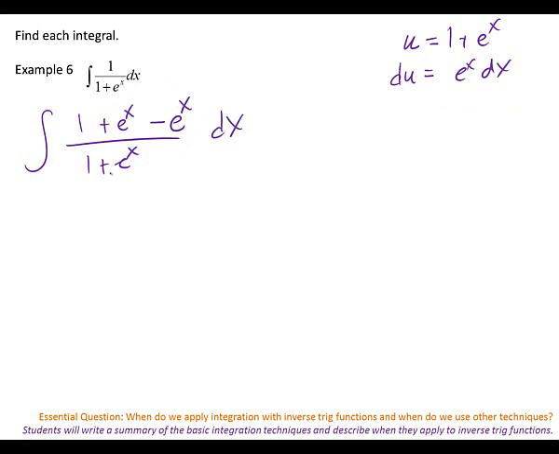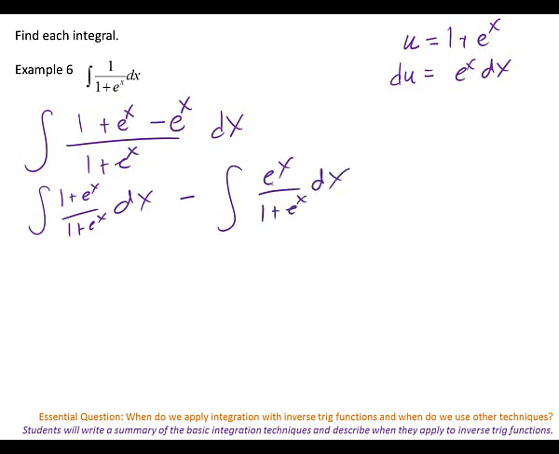Now, I'm going to split this up a little bit over this common denominator, into 2 fractions. So I've got 1 plus e to the x over 1 plus e to the x dx minus e to the x over 1 plus e to the x dx. So I took this piece and broke it off into the second integral. What's 1 plus e to the x over 1 plus e to the x? 1. When I integrate 1 dx, what do we get? X. Good. But I've already set up the u substitution, haven't I? This is just going to be the u substitution piece over here.